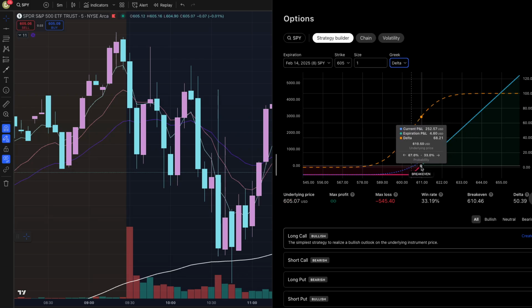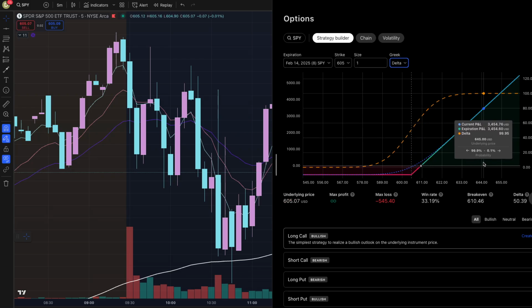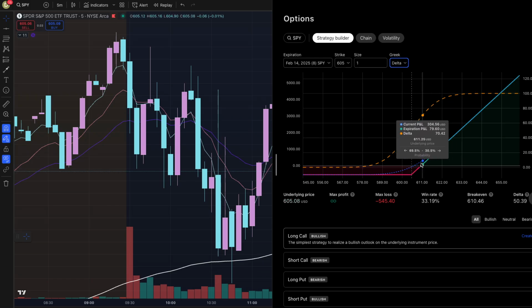On this line here, it shows you your zero break-even price. Above it, it shows you what your profit would be at any price if we expire. As soon as we go over 610, anything above that is going to be profit. So if we close at 615, of course, you'll have $454 of profit because you're above that 610.